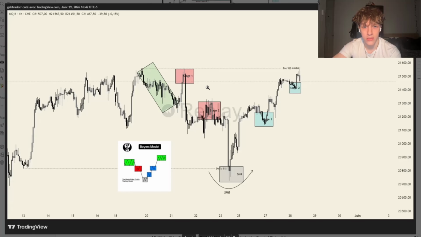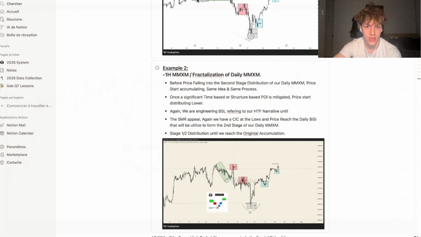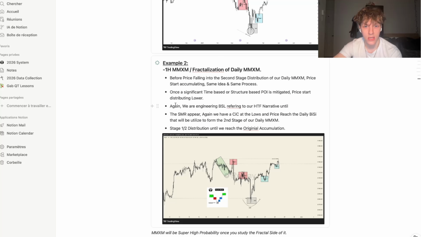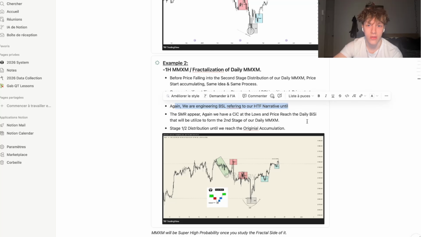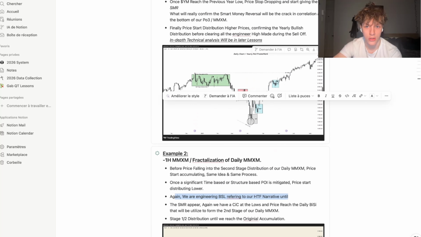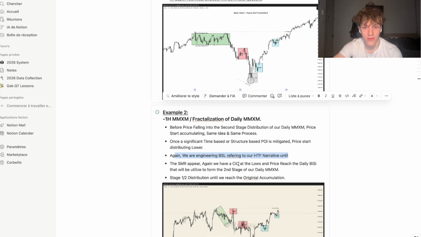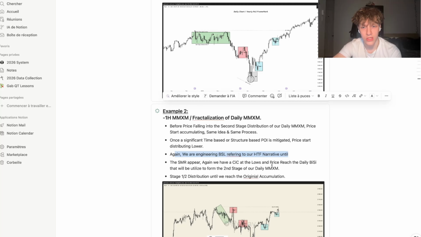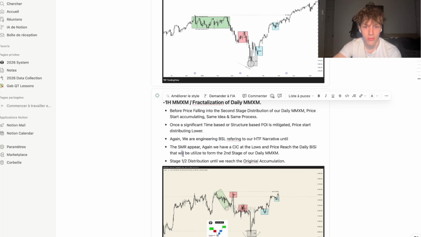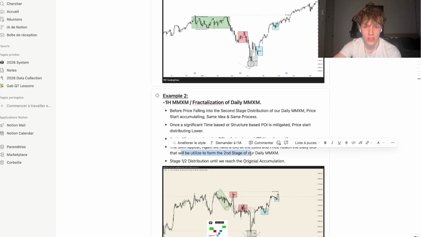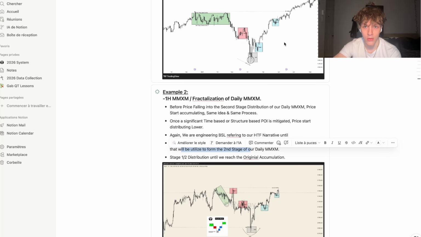We come up, sweep the internal high, generate more buy side liquidity right there, and then start distributing lower. So first stage and the second stage, again, we engineer buy side liquidity, referring to our higher time frame narrative being clearly bullish. Now that we know we have a smart money reversal there, the smart money reversal appears, again, we have a cracking correlation at the lows and price reaches the daily BC that will be utilized to form the second stage of our daily market maker buy model.